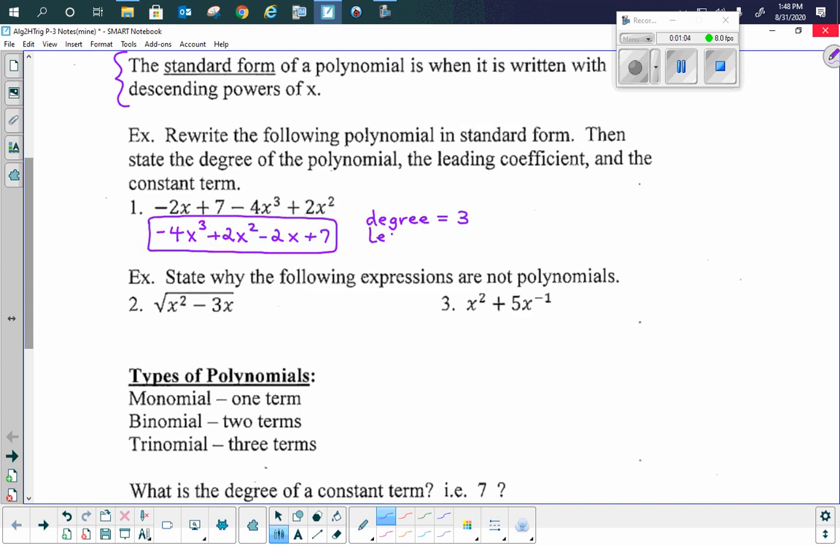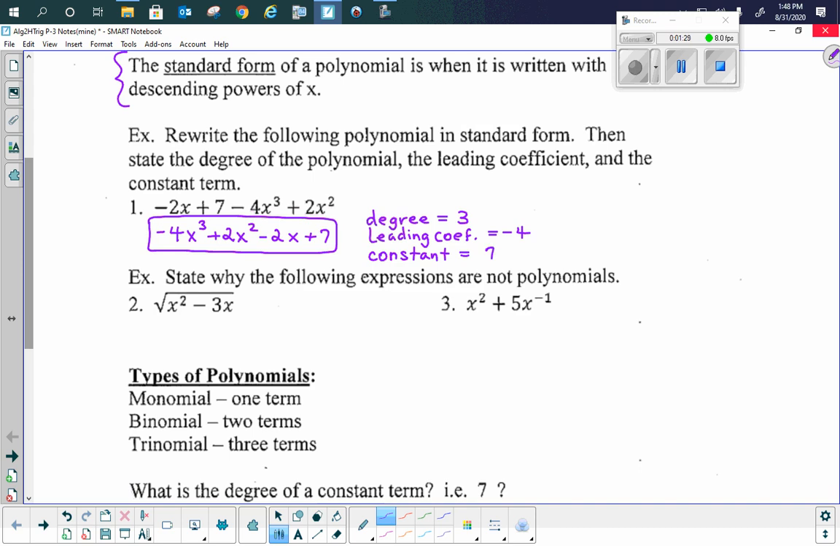The leading coefficient, if I just abbreviate that, the leading coefficient would be negative 4. So again, just a number in front of that highest powered term. And then the constant would equal the 7, the one without the variable.